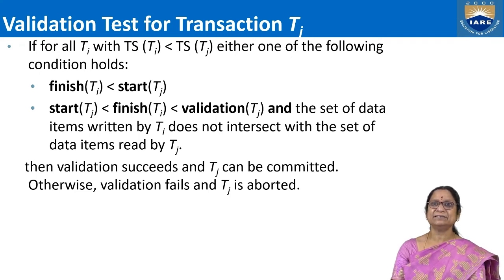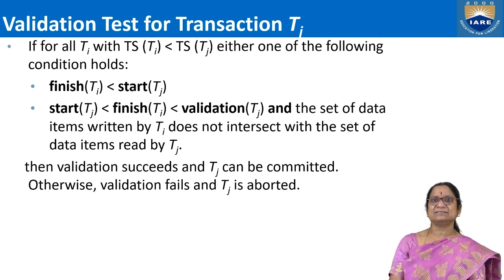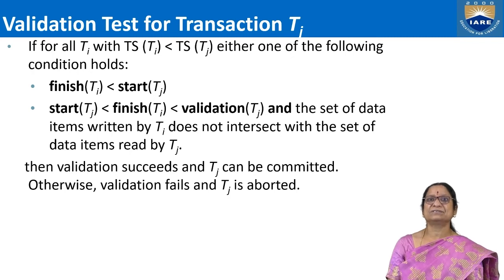The data items written by TI do not intersect with the set of data items read by TJ. For that purpose only, the conflict between read and write is going to be solved by using this constraint. That is, when the transaction started and transaction TI is finished, if it is finishing after it starts, before finishing and validation, after starting, the finish must be continued. That is, validation of the second transaction must be allowed after finishing the first transaction. Because of this, the read-write conflict can be avoided.